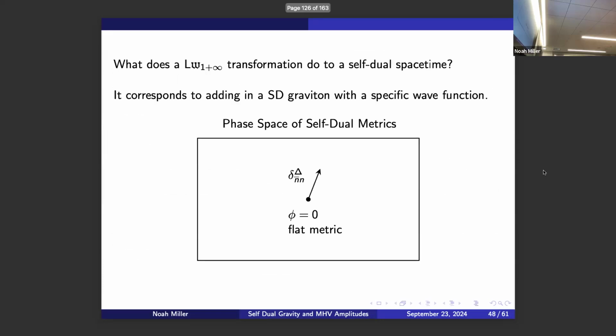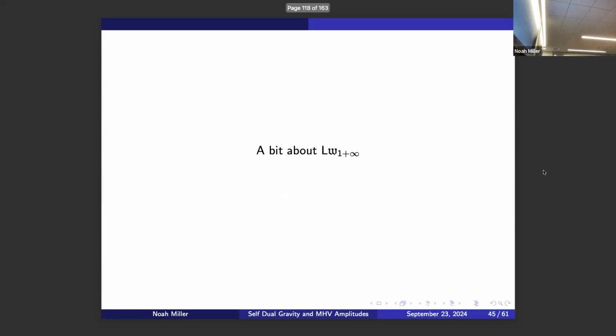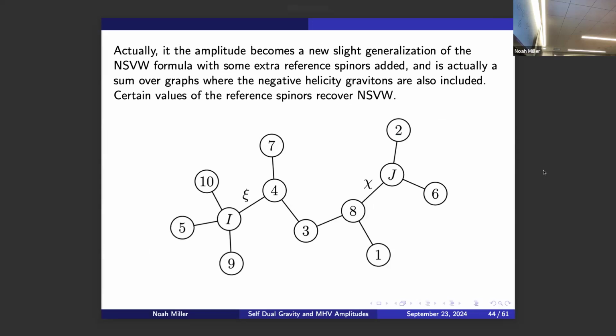I haven't written down the formula. I just said it's a sum over these trees, but if you look at this formula, it's unclear where to start. There are reference spinors with different things, so it would take some inspiration, if it's possible. It might not be possible.